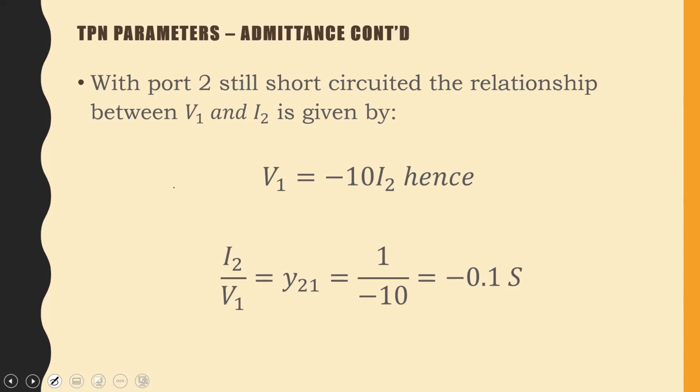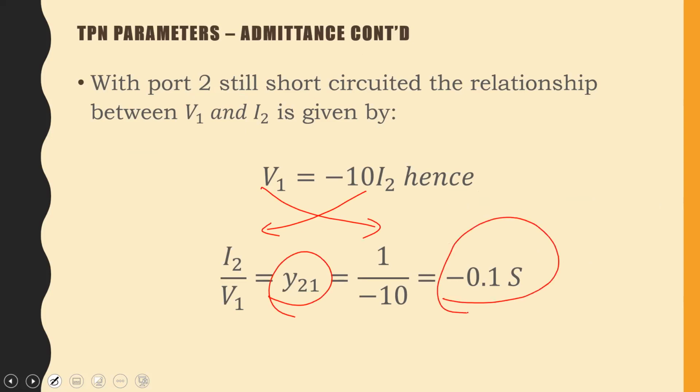And so from this, we cross multiply, we bring that over, bring this over. And so Y21 is equal to minus 0.1 Siemens. We clear on that? Yes, sir. Beautiful.